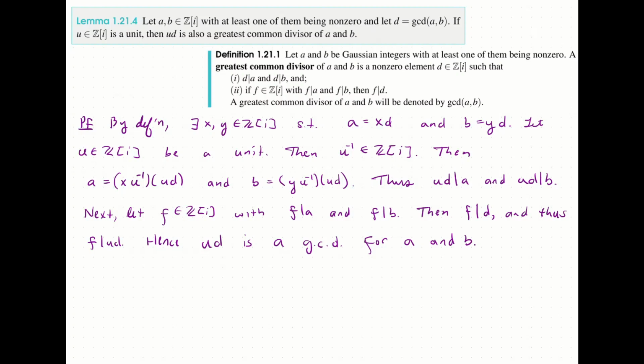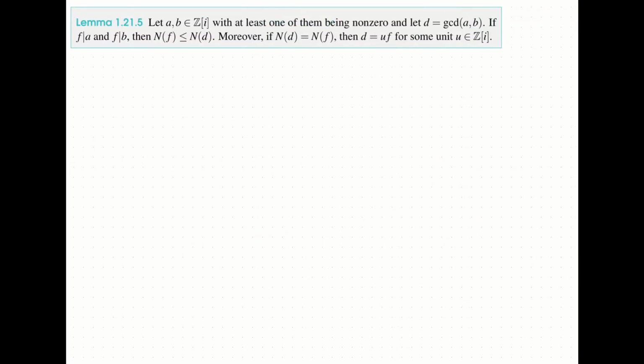Because what we are looking at is anytime that we have a divisor f such that f divides a and f divides b, that has to divide the greatest common divisor. But if the norm of f is always less than or equal to the norm of d, then by the multiplicativity of the norm, if the norm of f is equal to the norm of d, then f is equal to a unit times d. So let's go ahead and prove this.